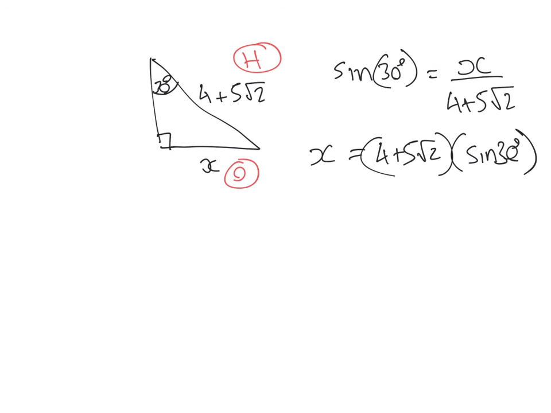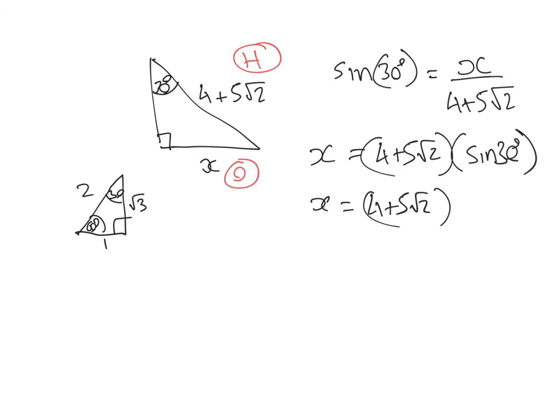Okay, so if we forget, we come over here and we draw a little sketch. We go, okay, 60 and 30. Let's remember, there's 60, there's 30. We know that was 2, that was 1. We remember that was root 3 from Pythagoras. So x equals 4 plus 5 root 2 times the sine of 30 degrees. So if that's 30, sine of 30 is opposite, which is 1 over hypotenuse 2. So it's a half.